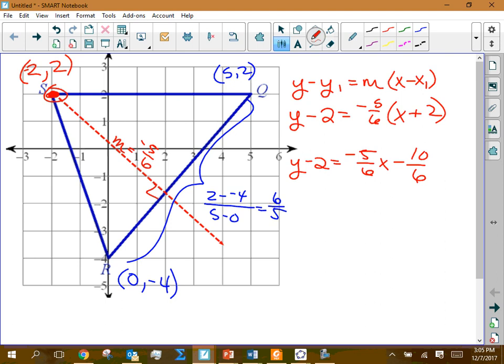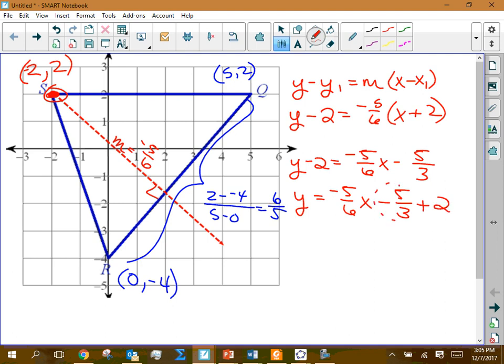Okay? What's that reduced to? What's 10/6 reduced to? 5/3. So it's going to actually be minus 5/3. I like to reduce right away. If you want to do it at the end, that's fine. But now I'm going to have to add 2 to both sides, right? So negative 5/6 x minus 5/3 plus now 2.